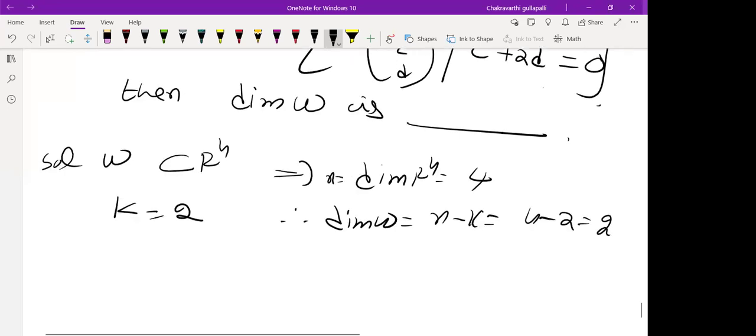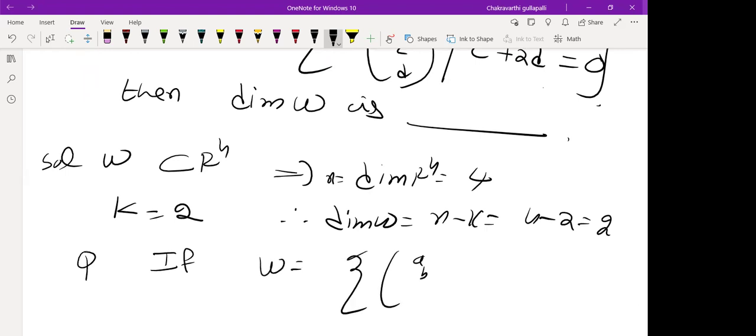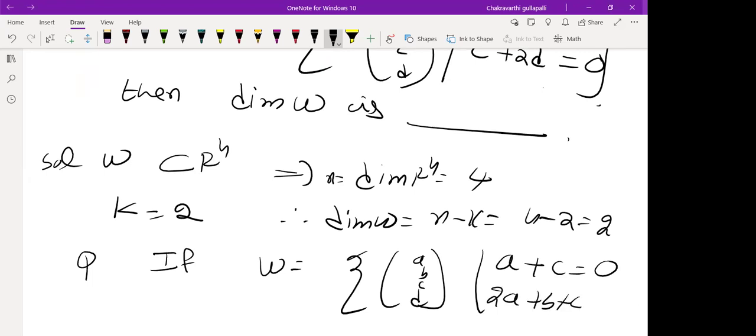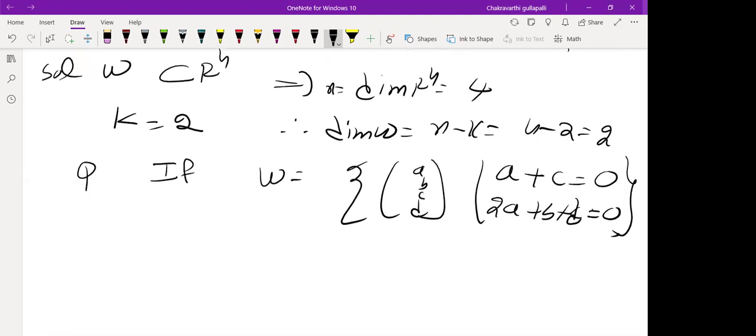Next, suppose you are given this. W is the set of all A, B, C, D such that A plus C is 0, 2A plus B plus C is 0, B plus D is 0, suppose. Then what is the dimension? What is the dimension?